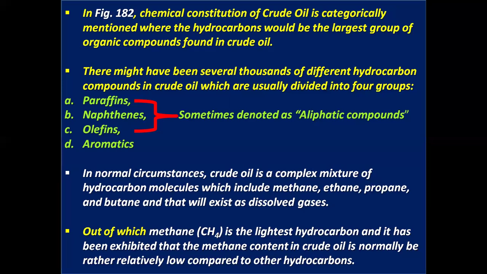In normal circumstances, crude oil is a complex mixture of hydrocarbon molecules which include methane, ethane, propane, and butane, and that will exist as dissolved gases, out of which methane is the lightest hydrocarbon, and it has been shown that the methane content in crude oil is normally relatively low compared to other hydrocarbons.